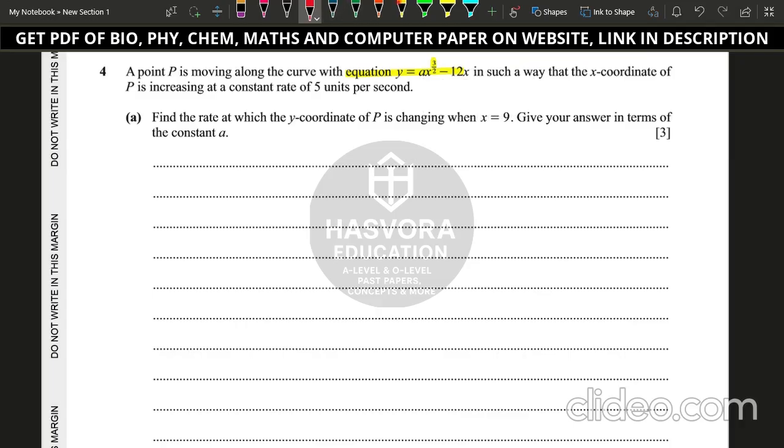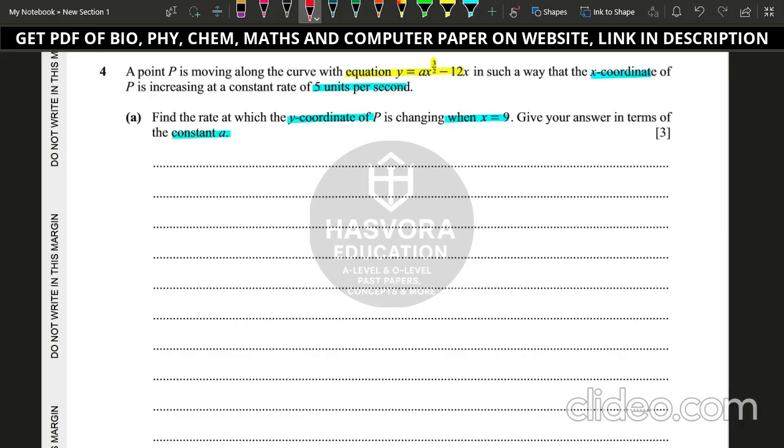So in such a way that the x coordinate of P is increasing, they have given you dx by dt, the rate of change of the x coordinate, and it is 5 units per second. So find the rate at which the y coordinate of P is changing when x is 9. Give your answer in terms of the constant a.